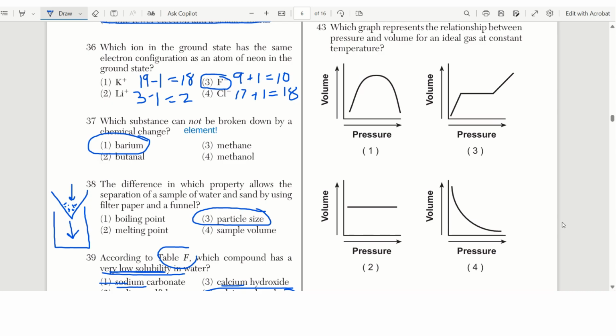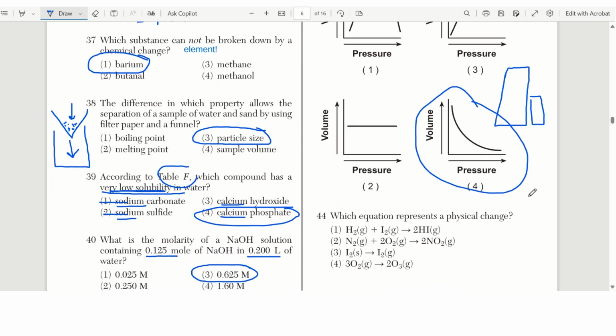Number 43. Which graph represents the relationship between pressure and volume for an ideal gas at a constant temperature? Well, the relationship between pressure and volume is that when pressure goes up, volume goes down, right? So if we have, this is low pressure but high volume, this would be high pressure but low volume. So it's got to be this one. That shows that inverse relationship.